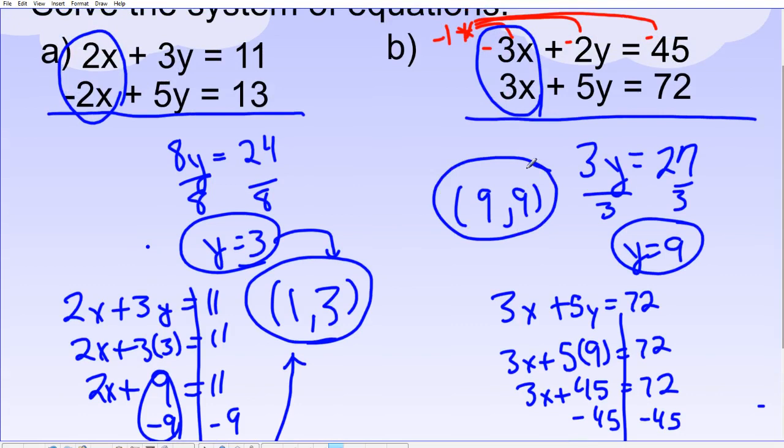Okay, so for elimination, your equations have to be set up the same, with x's and y's and constants all lined up, and your equal sign lined up. You want one of the variables to have the same number out front. So in my first example, they both had a 2. Here, they both had a 3. And you want one of them to be positive and the other to be negative. Those are the 3 things we want before we eliminate. That's all the hard work that we'd have to do.